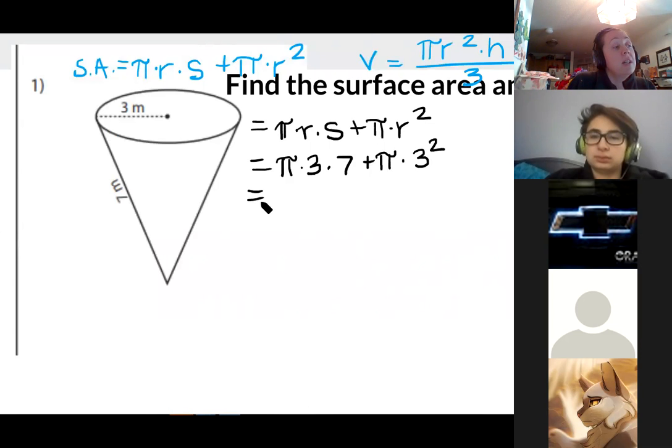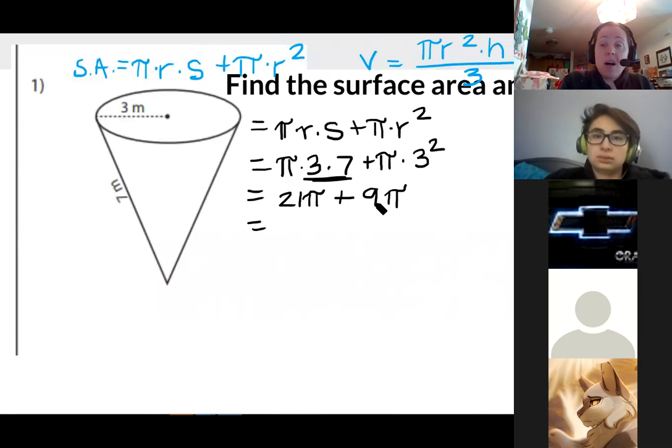Perfect. So then we're going to combine my numbers. So 21 is what I would get here. 21 pi plus 3 squared is 9, 9 pi. Because they both have pi, now I'm going to add them together. What would I get?